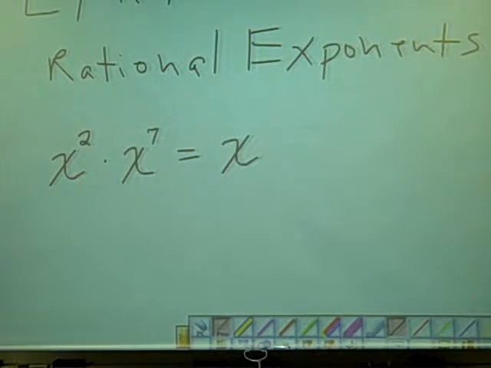Exponents, adding or subtracting? We're adding, right? Because we're multiplying the bases. So that becomes 2x to the 2 plus 7, and we get x to the 9. And that's our answer.